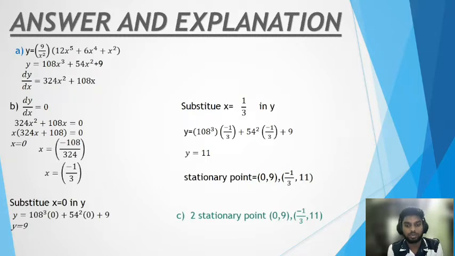Seterusnya saya kena substitute x dengan nilai yang saya dapat. So dalam equation y equals to yang kita mula-mula darab dulu. So kita kena substitute x, kedua-dua x tersebut untuk mencari nilai y, untuk mencari kedua-dua stationary points tersebut.